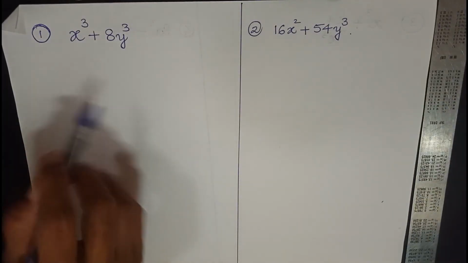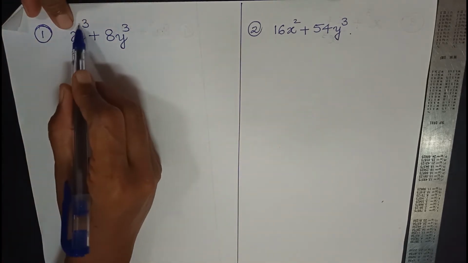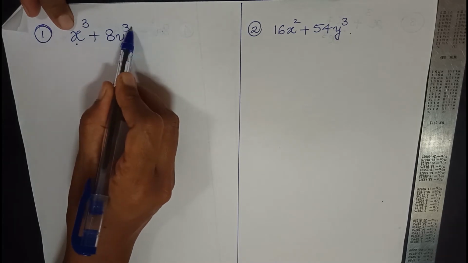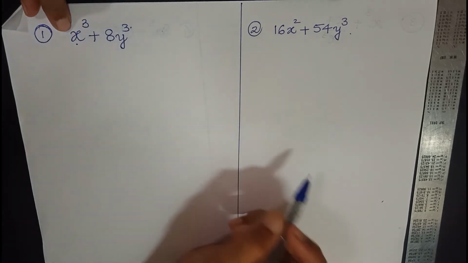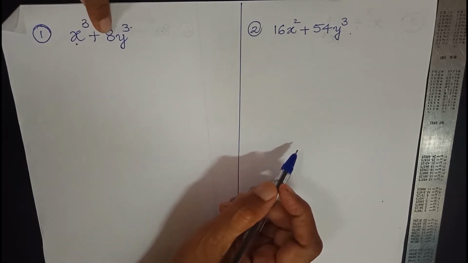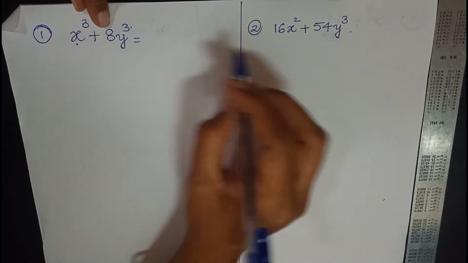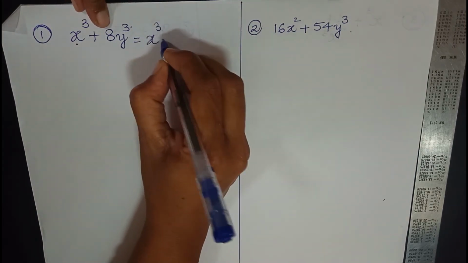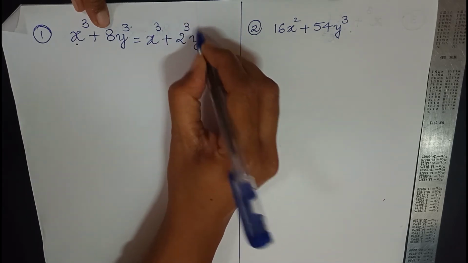Okay, so let's begin. First one, x cube plus 8y cube. Now you can see this is in the form a cube plus b cube. Before we start, every term should be in the form of a cube. Now you can see 8 here is simply a number, so I should express this also as a cube. You know 8 is nothing but 2 cube. So this can be written as x cube plus 2 cube y cube.